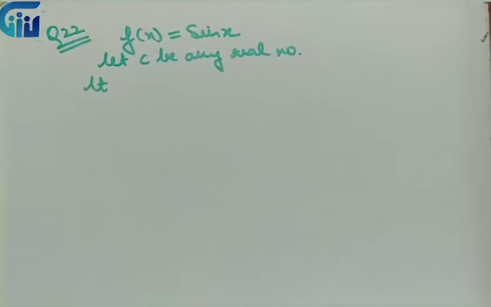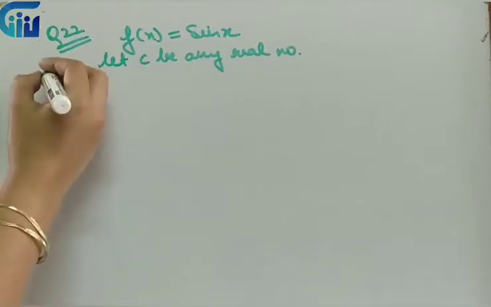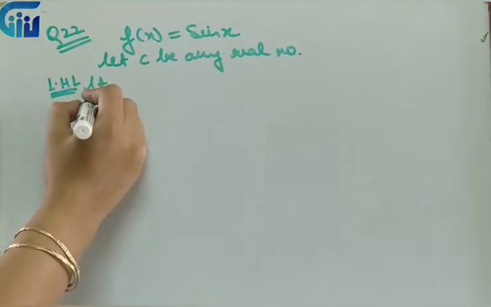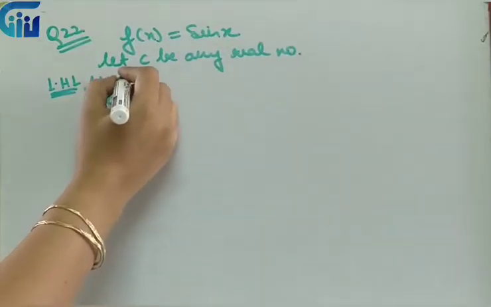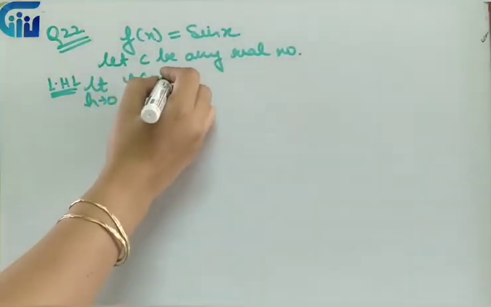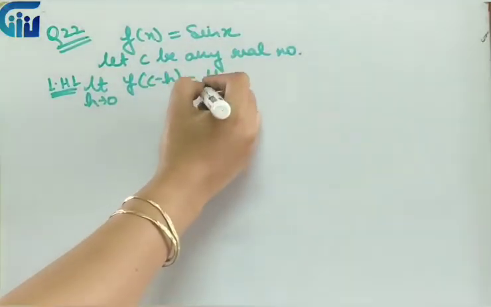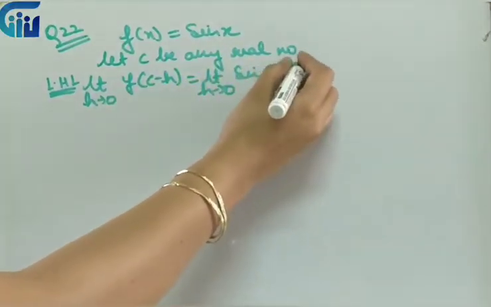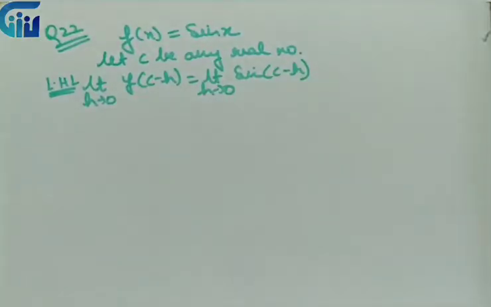So for continuity of trigonometric functions, what do we do? We'll say let c be any real number. Then what do we find? We find the left hand limit as well as the right hand limit. So we will say limit h tends to 0, this will be f of c minus h. So what is f of c minus h over here? It will be sine of c minus h. Why are we doing this? To find the value minutely.